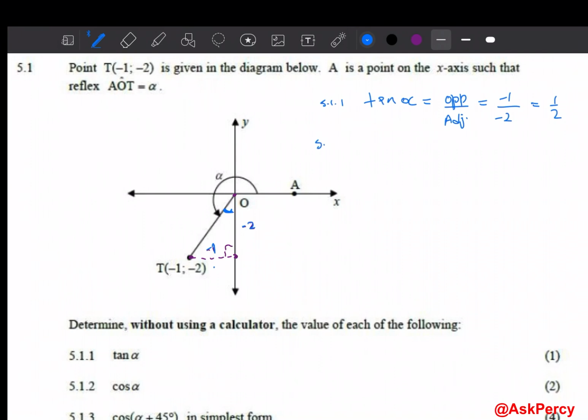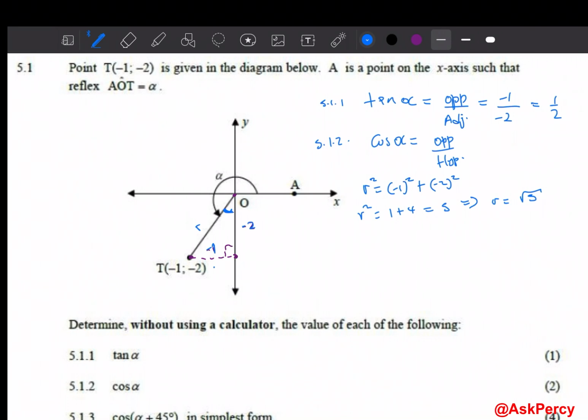Okay, 5.1.2, now cos alpha. We need to find the hypotenuse side. Let's call it r. We can use the Pythagoras theorem. r squared is equal to -1 squared plus -2 squared. Therefore r squared is 1 plus 4, which is 5, so r is the square root of 5.